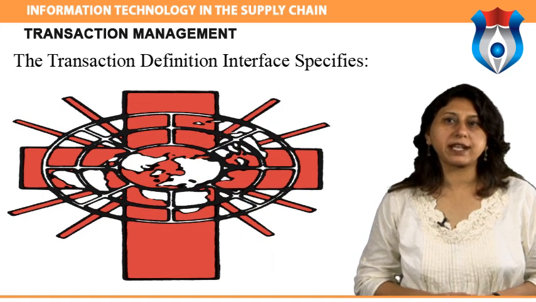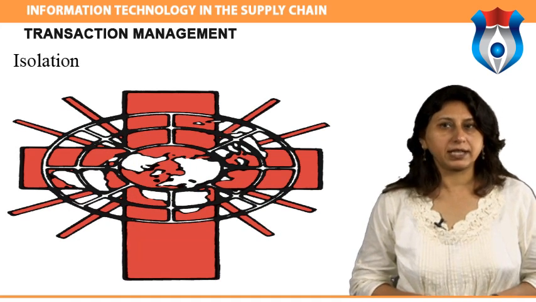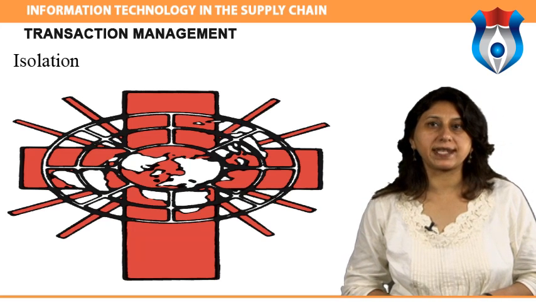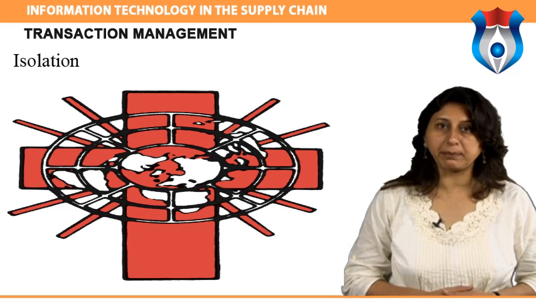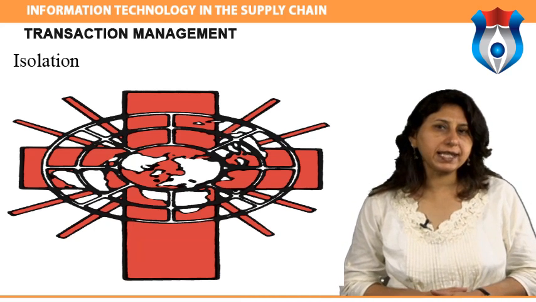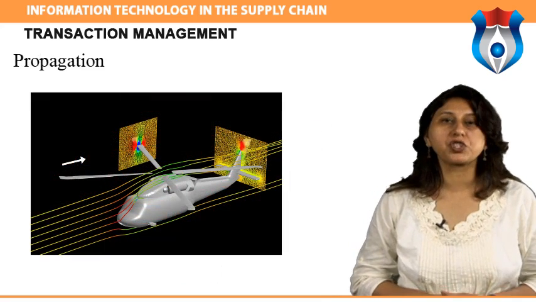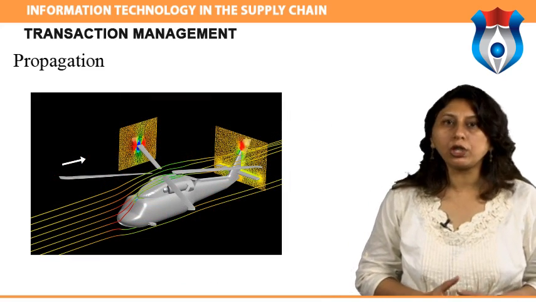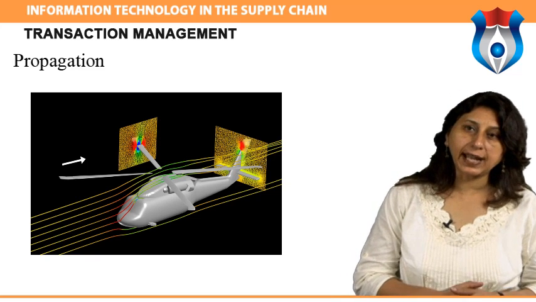The transaction definition interface specifies isolation, the degree of isolation this transaction has from the work of other transactions. For example, can this transaction see uncommitted writes from other transactions? Propagation. Normally, all code executed within a transaction scope will run in that transaction.